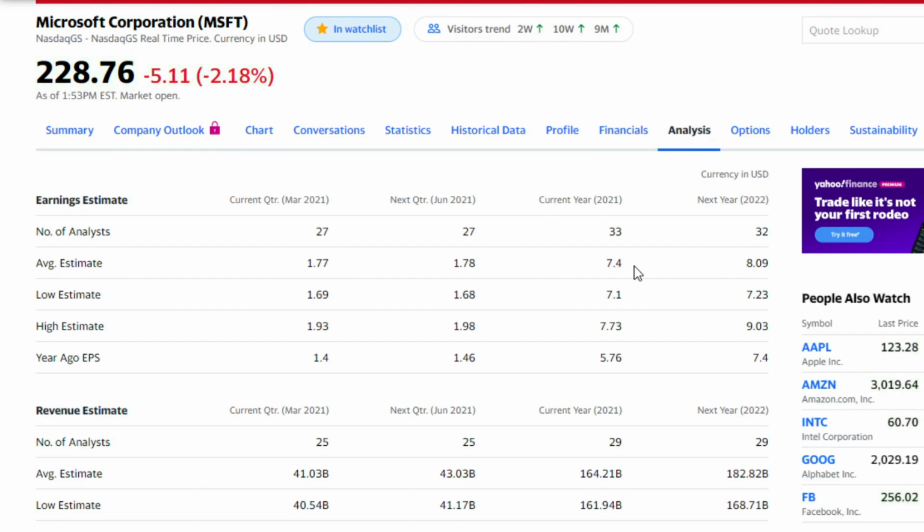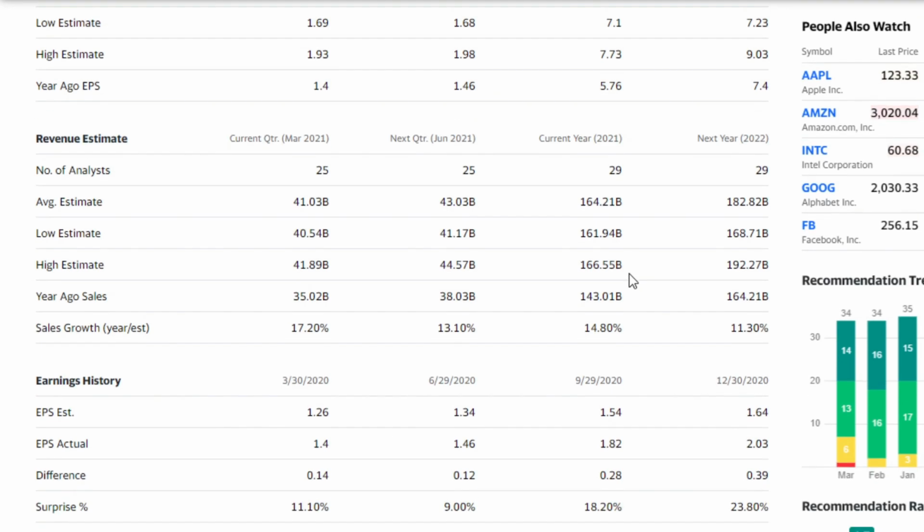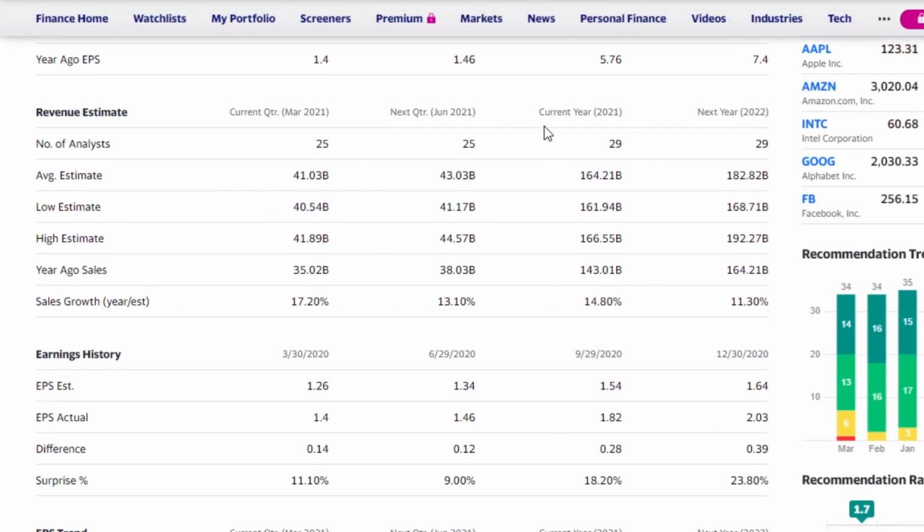And if you want to get really granular, you can even go off the low estimate and the high estimate. I usually stick to average for obvious purposes, but there's no reason you couldn't compute your own EPS using these formulas and just putting it into the price and figuring out where the stock's going to land. Same thing as we go down to revenue estimates. And this is probably more important when you get into stocks that don't have a profit, right? You want to see growth. And the average estimate for 2021 is $164 billion. The year ago sales right here, $143 billion.